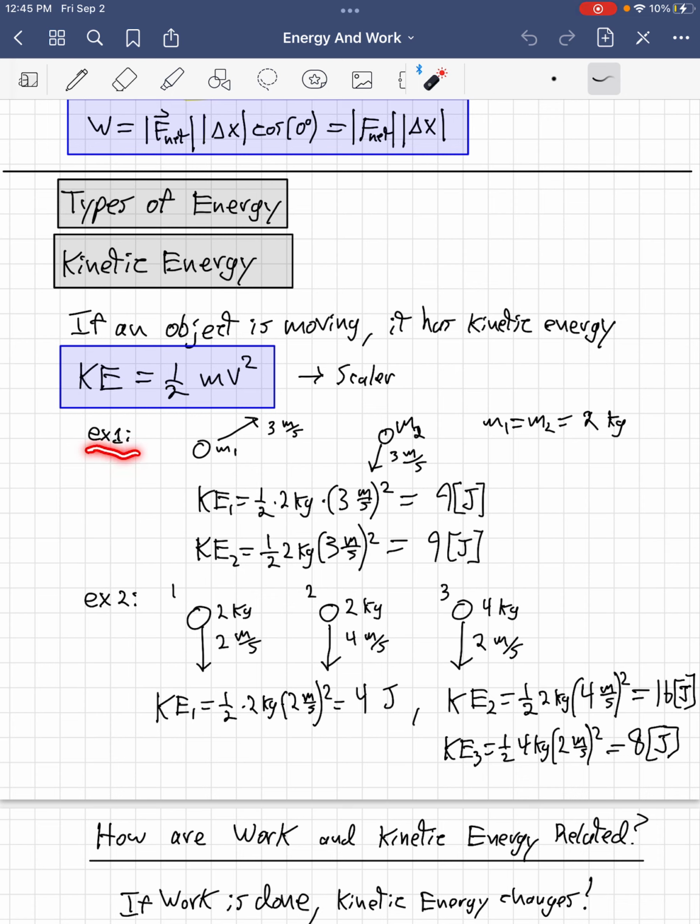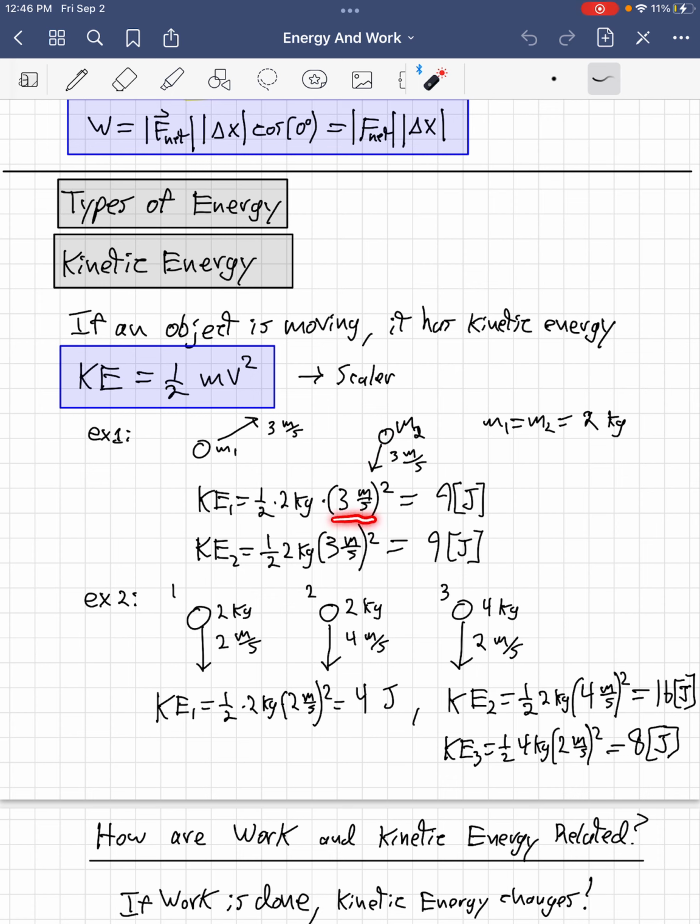So in this example 1 here, we have a mass 1 that is moving 3 meters per second in this direction, and a mass 2 that is moving 3 meters per second in this direction. So they're moving in different directions, right? They have different velocities, but they have the same speed. And let's say mass 1 is the same as mass 2. They both weigh 2 kilograms. You can calculate their kinetic energies, and they're going to be the same because they have the same speed and the same mass. It doesn't matter that they're moving in different directions. They have the same kinetic energy.